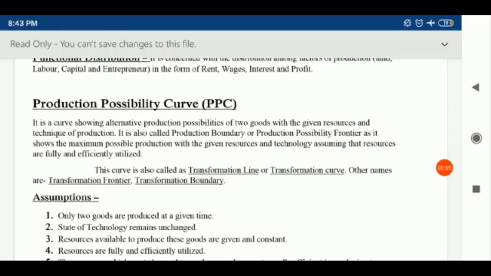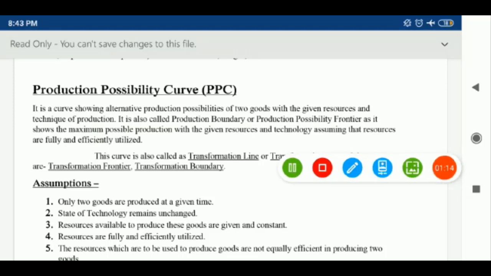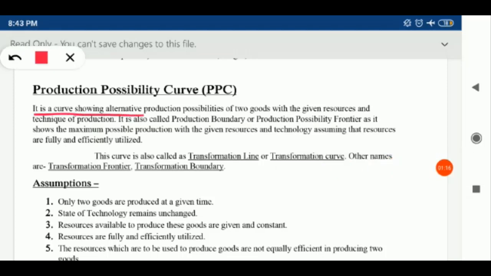Okay. So similarly, the economy may have to decide whether the available steel be used to produce automobiles, luxury cars or machinery or capital goods, okay, or any other commodity you can take. So in economics, this dilemma can be presented by the production possibility curve. So now what is the production possibility curve? It is a curve showing alternative production possibilities of two goods with the given resources and the technique of production.